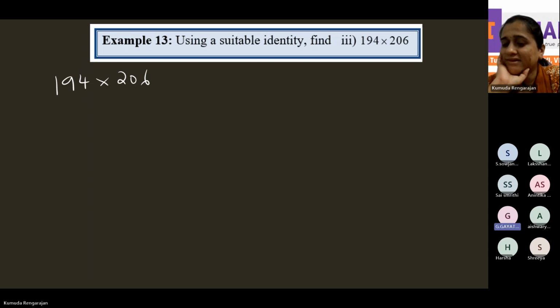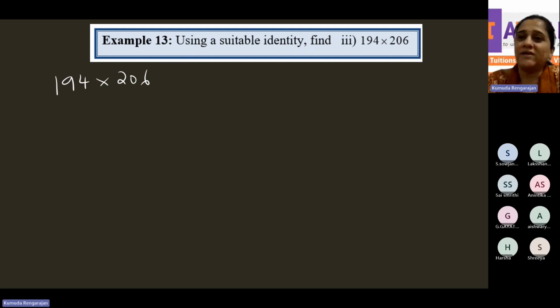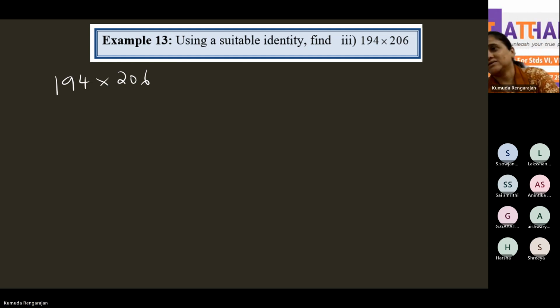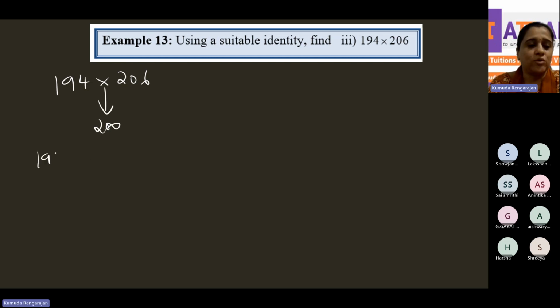200. So 194 can be written as 200 minus 6, and 206 can be written as 200 plus 6. So that number which lies between 194 and 206 is 200. 194 can be written as 200 minus 6, and 206 can be written as 200 plus 6. So you will understand why we are doing that.